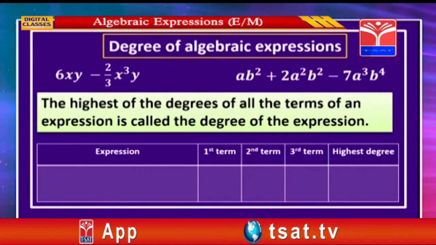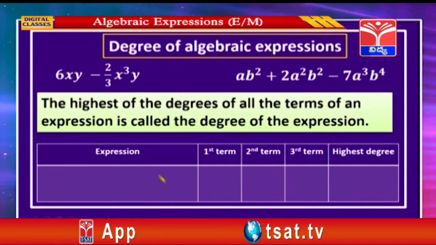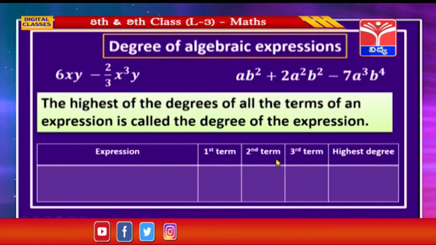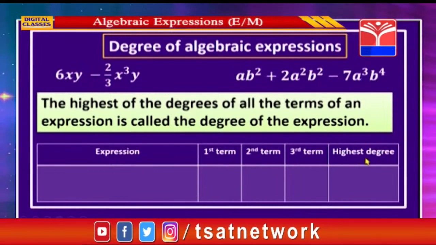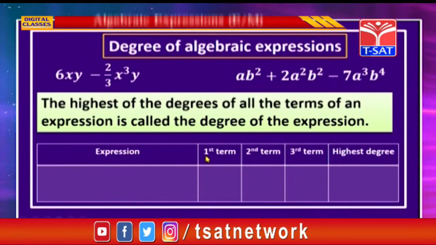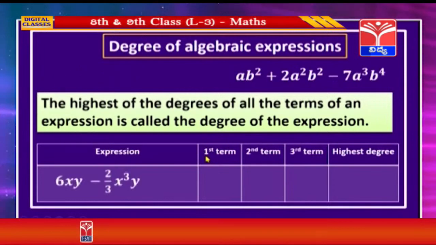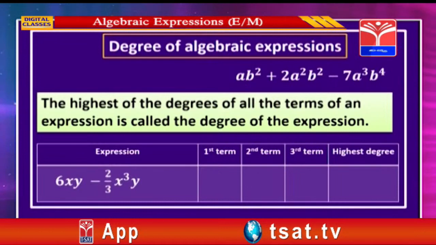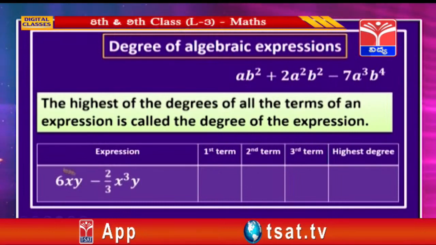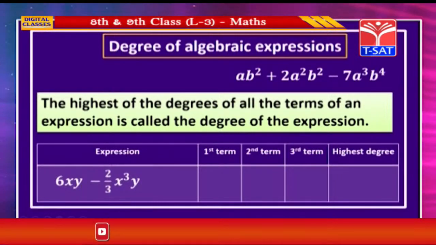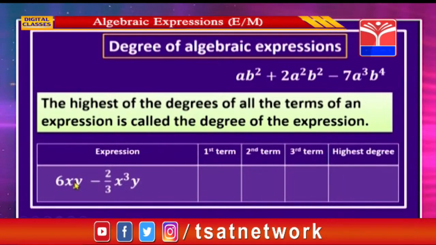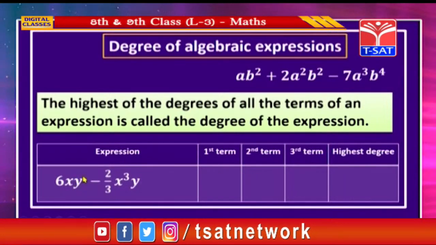Let us understand with an example, children. For that, I am just using a tabular form here. I will write the expression here, then we will see the terms: the first term, second term, third term and highest degree. We will find out for the first one, that is 6xy minus 2 by 3 x cube y. This is the expression. Now what is the first term, children? Yes, 6xy. What is the degree of this 6xy? xy means x power 1 and y power 1.